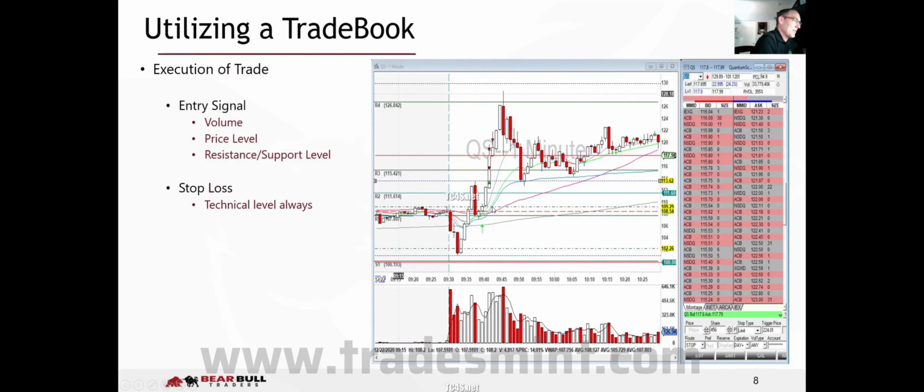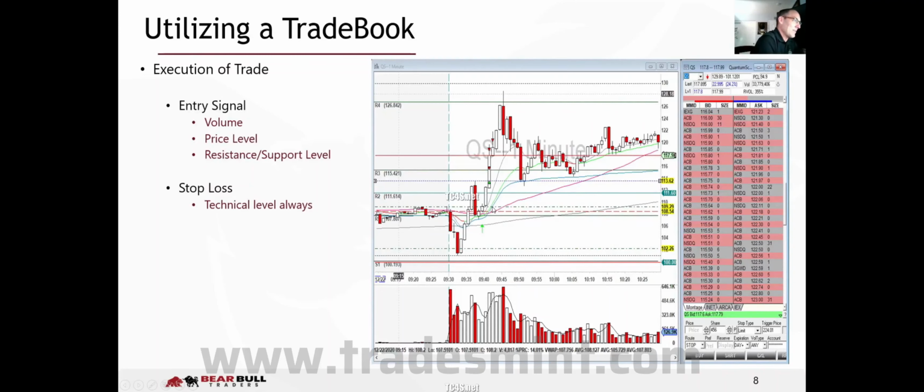And you may think, wow, that's almost 80 cents. Well, yeah, but if you look at the candle size, this 1 minute candle moved almost $7. So this $1 is really not that big in relation to it.